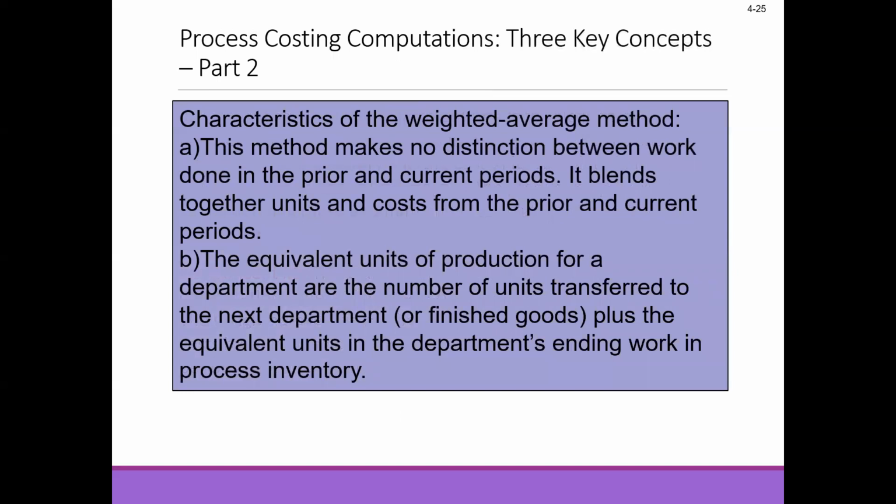If we use the weighted average method, it doesn't distinguish between the current period and the work done in a prior period. It blends them all together. The equivalent units of production per department are the number of units transferred to the next department, plus the equivalent units in the department's ending work in process. All of this is confusing until we do problems.